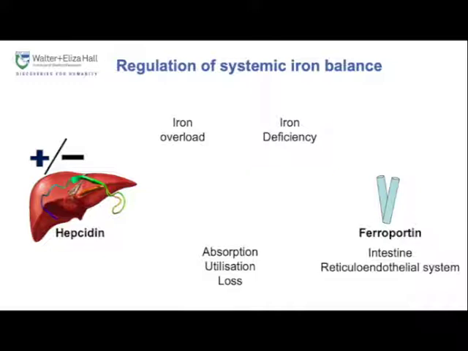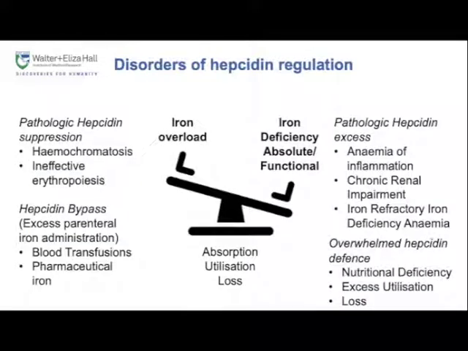So ultimately, what we can really start to reframe iron deficiency and disorders of iron overload as are actually disorders of hepcidin regulation, which can either be pathologic or physiologic. If you don't make enough hepcidin, your body will absorb more iron. That means you will pathologically absorb more iron, and that occurs in patients with hemochromatosis or in patients with some forms of hemoglobinopathy.